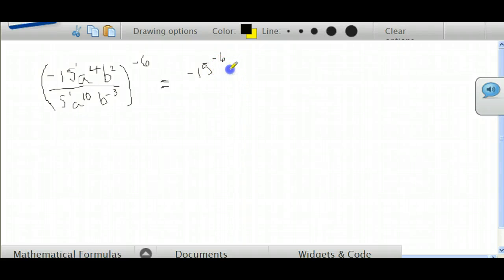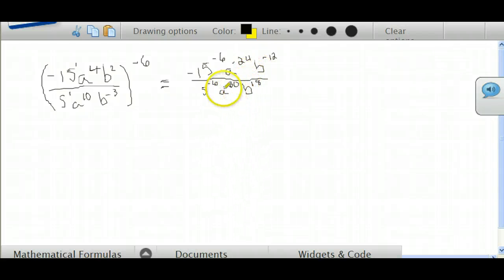And then you're going to have a to what power? A to the negative 24. b to what? b to the negative 12. And then it's divided by 5 to the negative 6, a to the negative 60, b to the positive 18. Before we go any further, any questions on how we got those numbers?